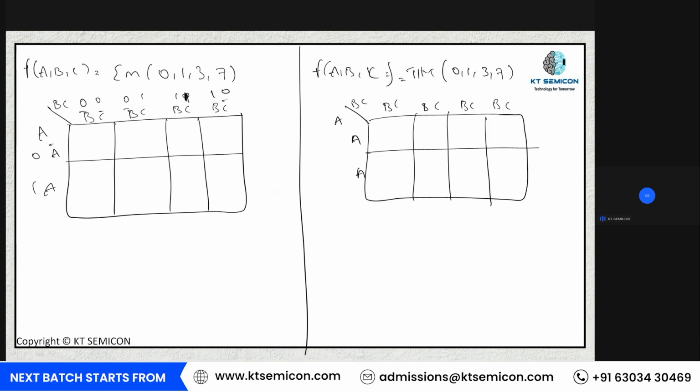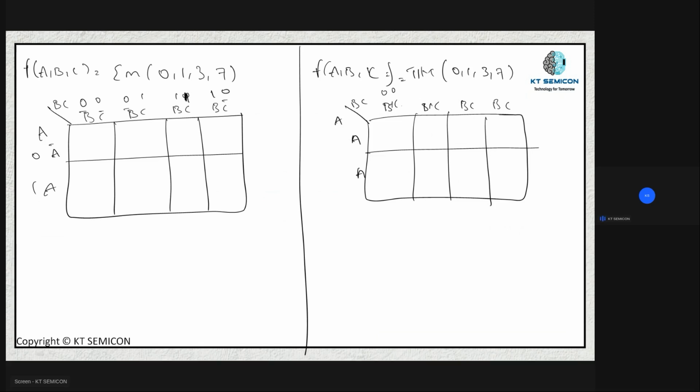So 00 is represented by B plus C. Okay, and 01 is represented as B plus C bar, and 11 is represented as B bar plus C bar, and 10 is represented with B bar plus C. And this is 0, A, and A bar. Now we will fill the min terms over here: 0, 1, 3, 2, 4, 5, 7, 6.